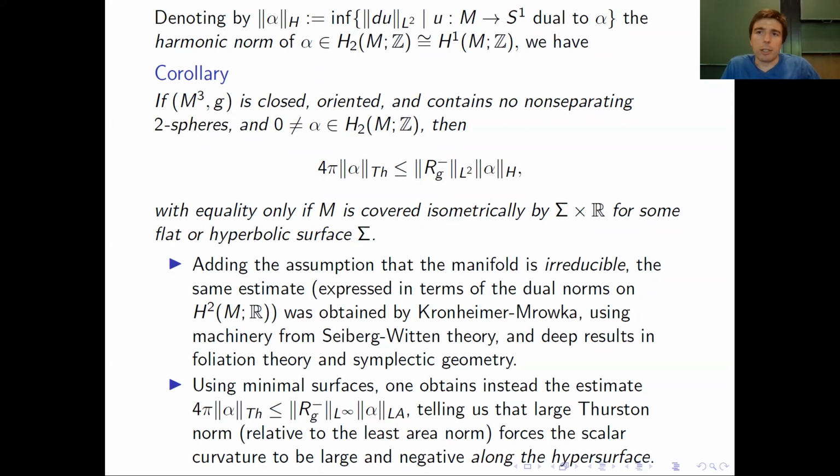Okay, so for the minimal hypersurface case, what you learn is that you have to have a lot of negative scalar curvature along your minimal hypersurface, so in particular in an L infinity sense, whereas with either these Seiberg-Witten or harmonic form games, you see that you have to have a lot of negative scalar curvature in an L2 sense if you need a lot of genus to represent your homology class.